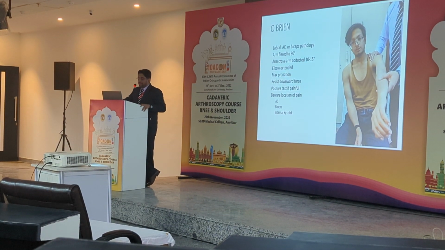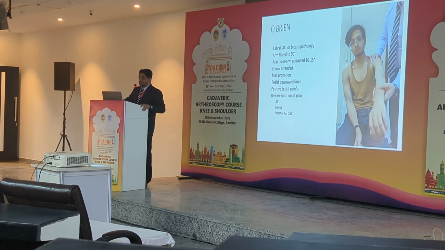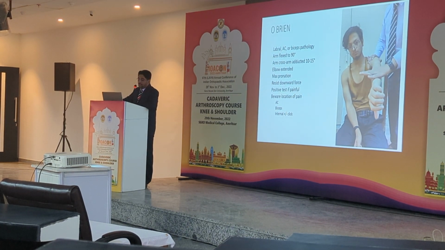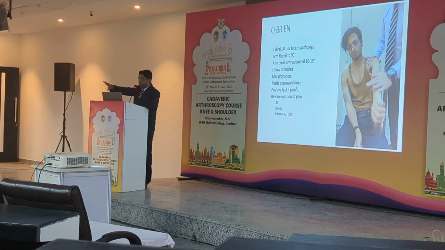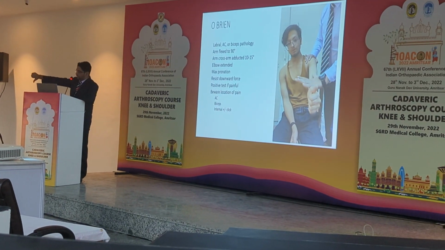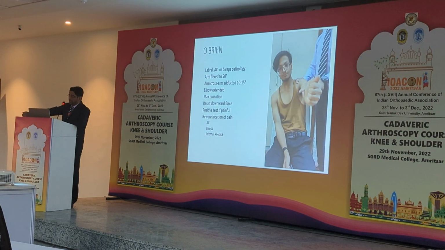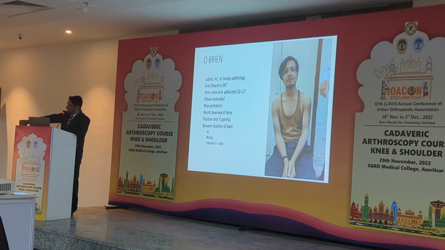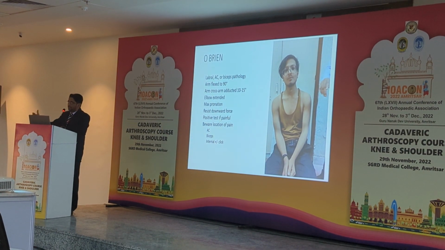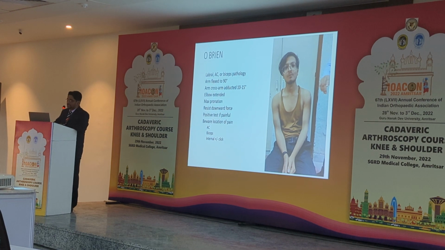Next is O'Brien's test. It is for labral, AC joint or biceps pathology, where the arm is flexed to 90°, cross-adducted to 15°, and the elbow is extended with maximum pronation. When we try to push it down, the patient develops pain. Then we ask the patient to externally rotate the arm and push again.